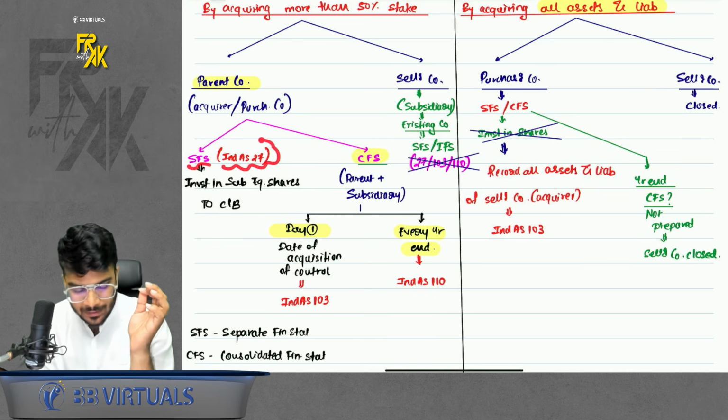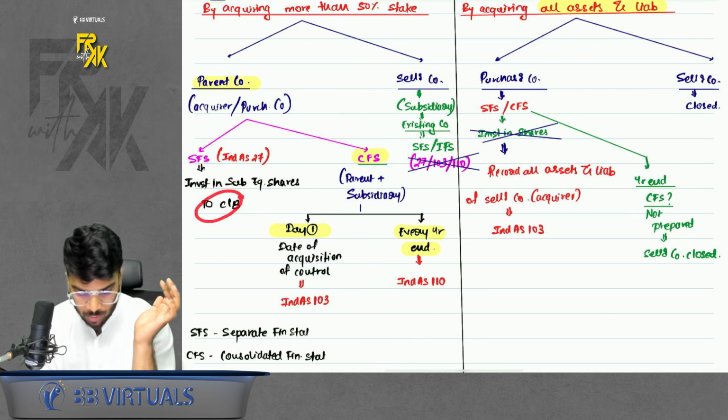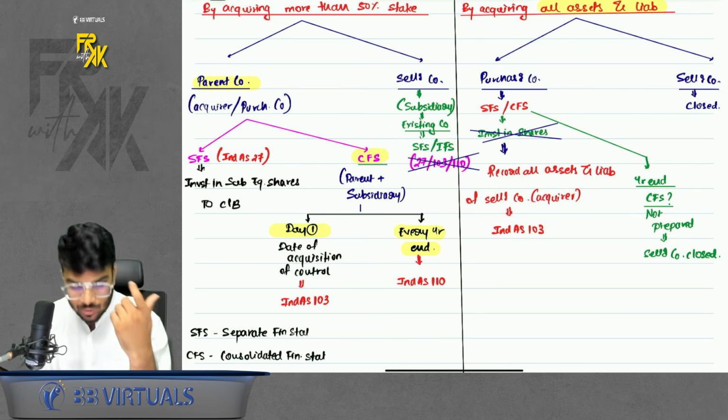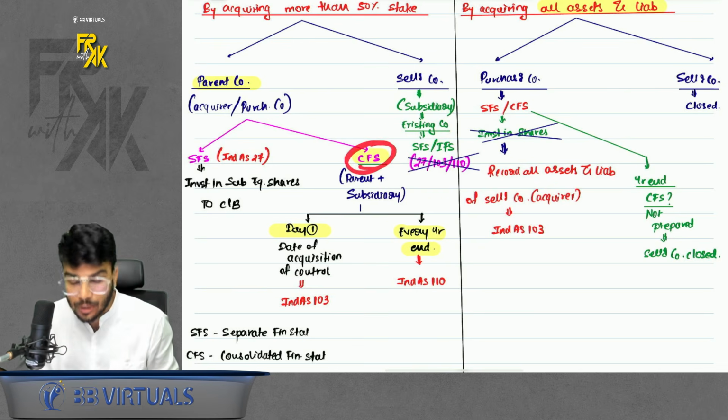SFS will be prepared as per Ind AS 27. In SFS, what will the parent do? The parent will record investment in subsidiaries, debiting investment and crediting cash or bank, because here you are purchasing more than 50% stake. This accounting is done as per Ind AS 27. Leave it.